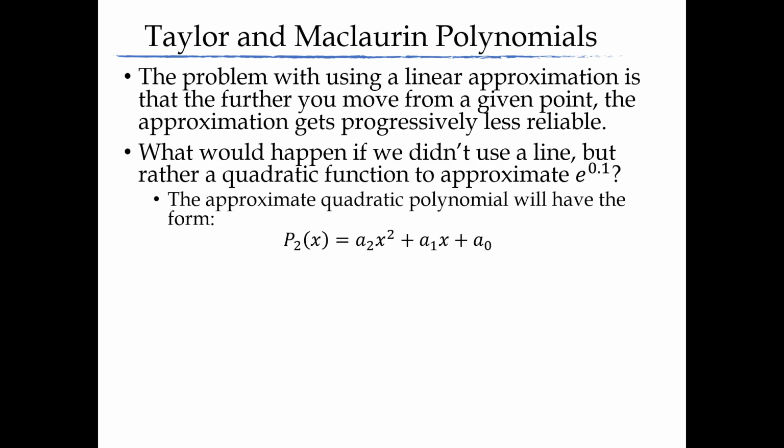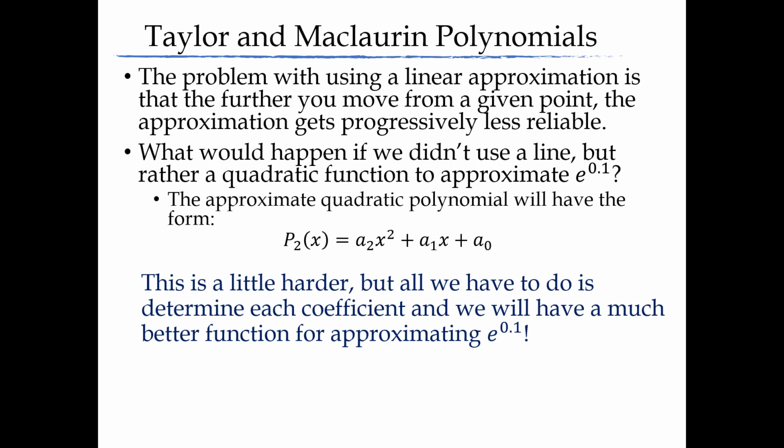What would happen if we didn't use a line, but rather a quadratic function to approximate e to the 0.1? The approximation for a quadratic polynomial will have the form of p sub 2, because it's a second degree polynomial now, of a sub 2 times x squared plus a sub 1 times x plus a naught. This would give us a much more accurate approximation because we know that the curve of a polynomial will match the curve of an exponential function much better than a line. This is a little bit harder, but all we have to do is determine the coefficients and we will have a much better function to approximate e to the 0.1 power.